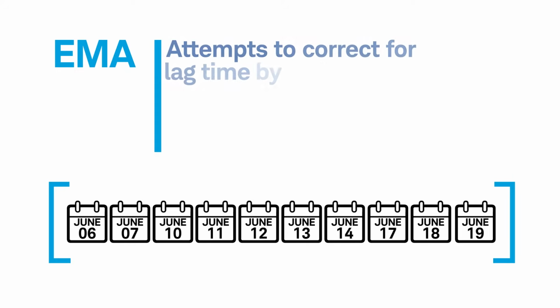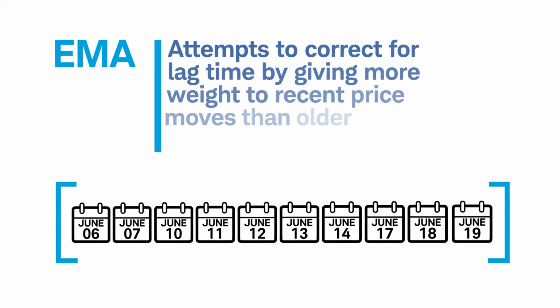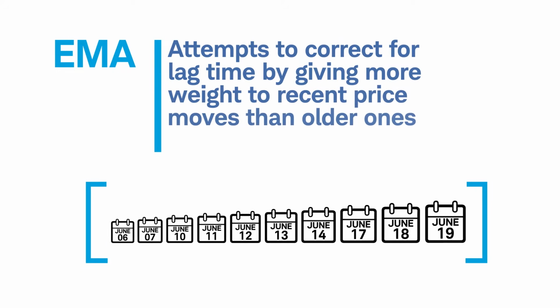That's where exponential moving averages come in. EMAs attempt to correct for the lag time of an SMA by giving more weight to recent price moves than older ones. Unfortunately, because of the weighting, EMA is a more complex calculation, but most trading platforms do it automatically.